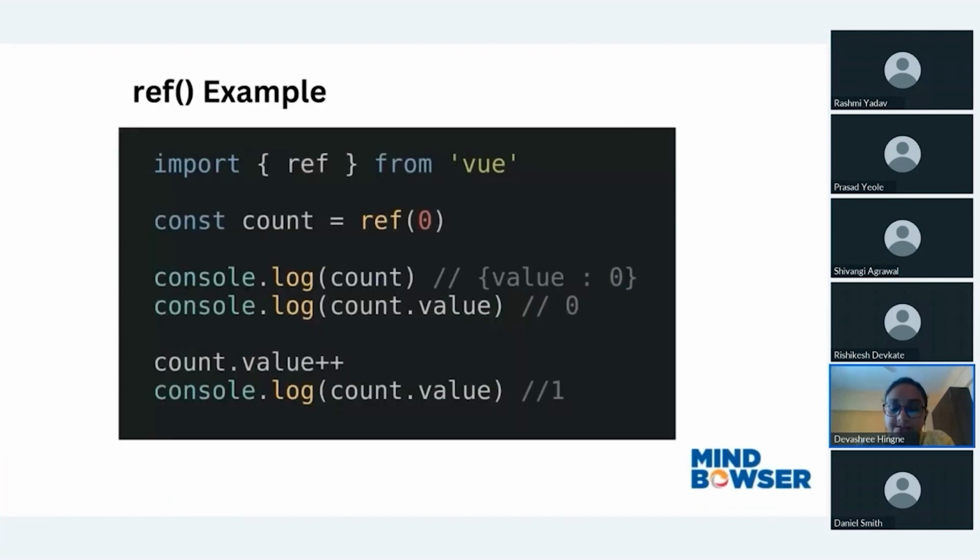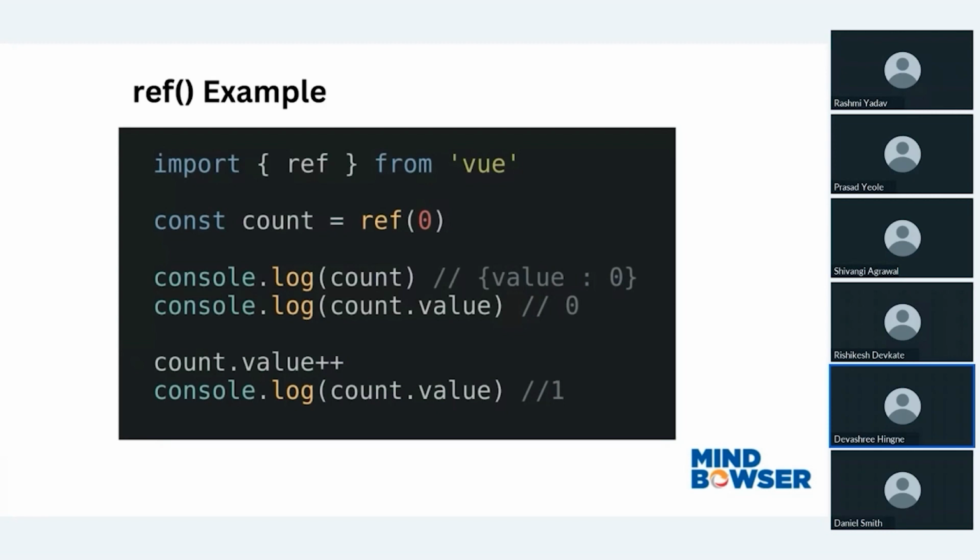Rashmi, can you just switch to the next slide? Yes, thanks. Here we have seen that we are importing the ref method from Vue, and we are creating a reactive state by using this ref method. Here we have assigned a default value, that is 0. It is nothing but creating a reference for this particular reactive state. If we see the console logs, in the first log we have printed count, where it returns an object with the value of 0. In the next, we are printing count.value, where it returns the value 0.